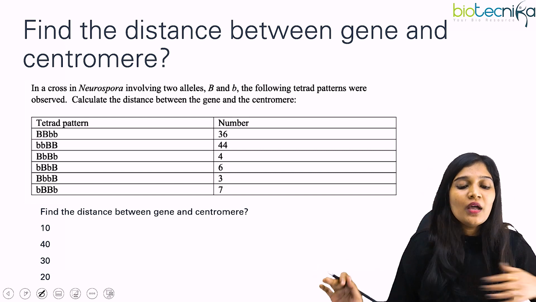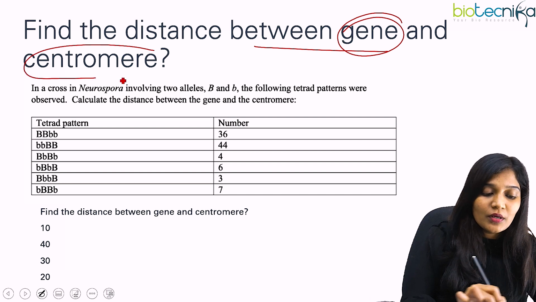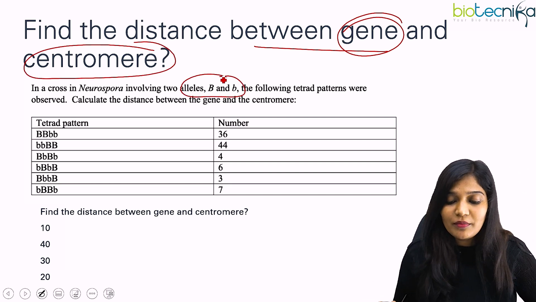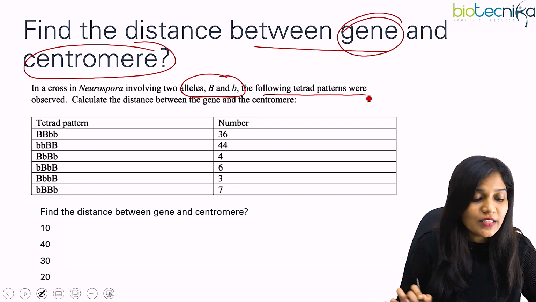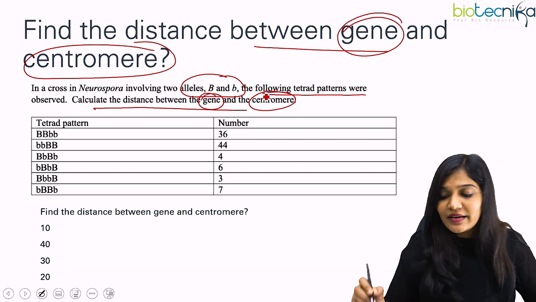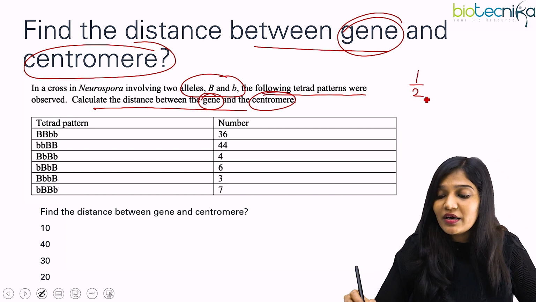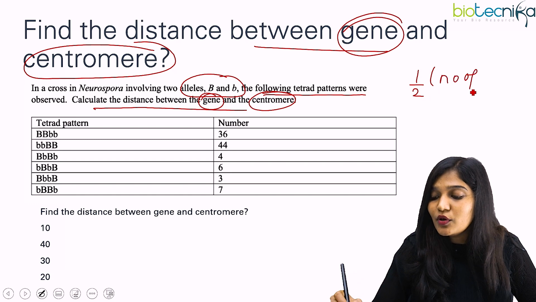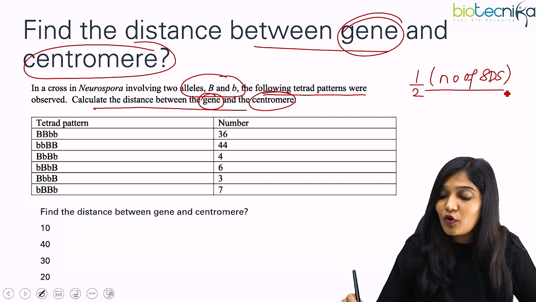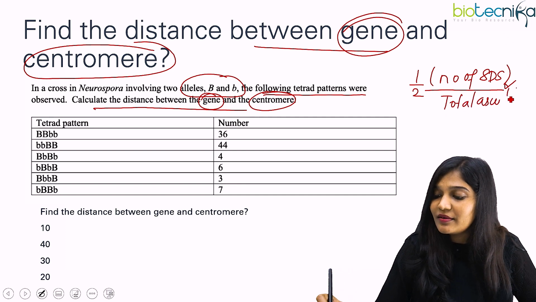Okay, let's go for this third question. Very easy question. Find the distance between gene, or we can say allele, and centromere. Here they are talking about two alleles, capital B and small b. How to calculate this is part C question. Calculate the distance between the gene and the centromere. We already know the formula. If you have to calculate the distance between the gene and the centromere, it is half into the number of SDS, which means how many crossing overs have formed, and the total asci into 100.